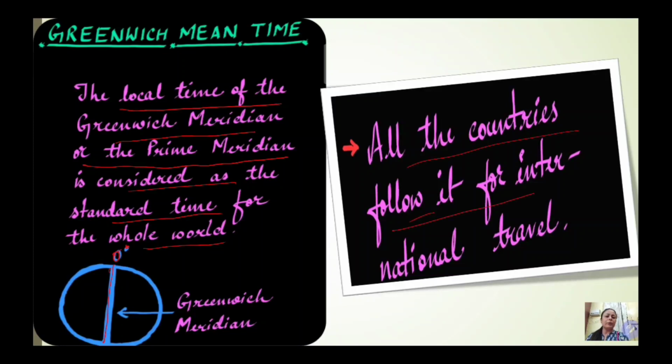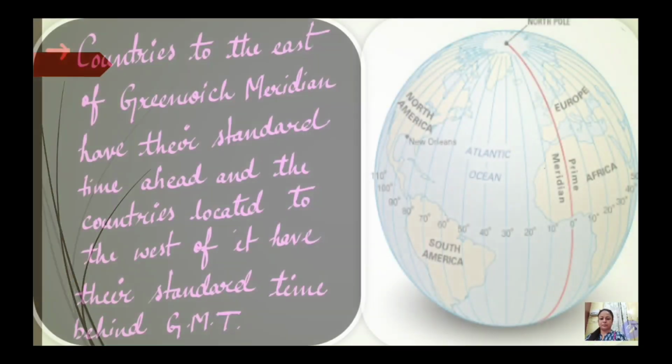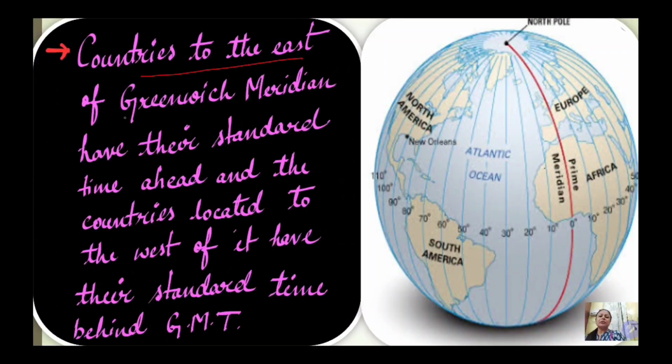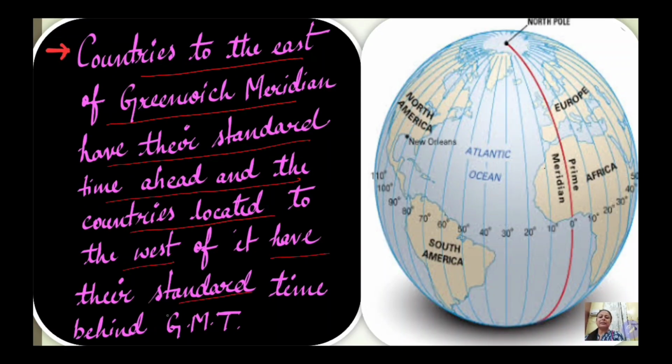All the countries follow it for international travel. Children, we do not follow this for national travel, but for international travel, we do need to follow the Greenwich Mean Time. Countries to the east of Greenwich Meridian have their standard time ahead, and the countries located to the west have their standard time behind GMT. So whatever is the time at Greenwich Meridian, countries towards the east are ahead in time, and countries towards the west are behind in time.